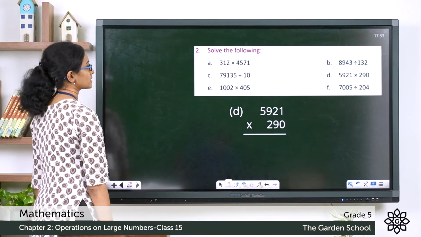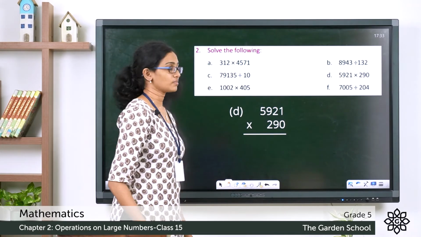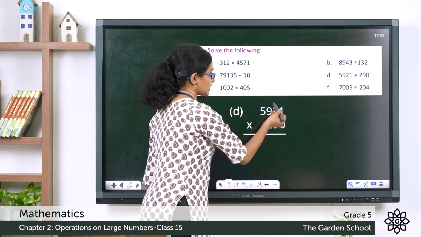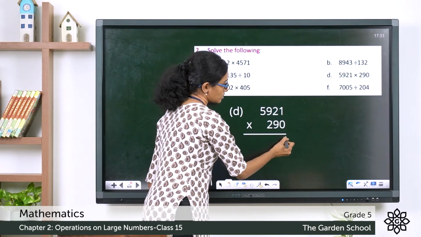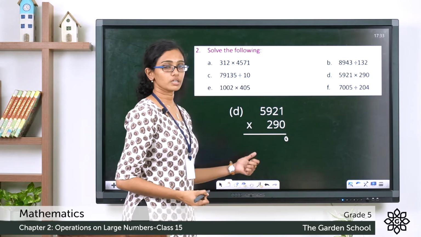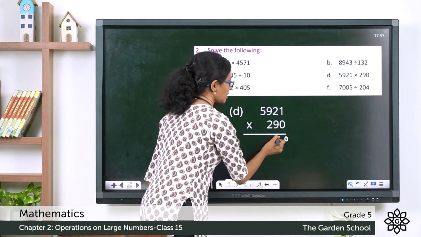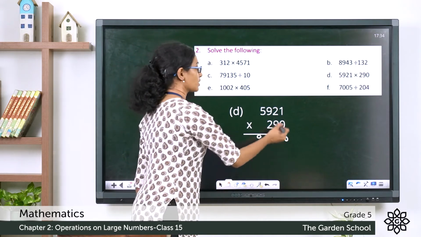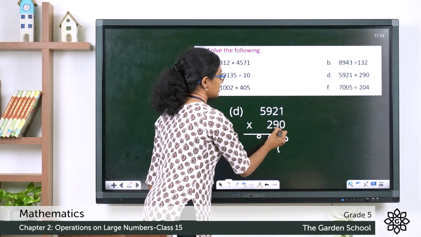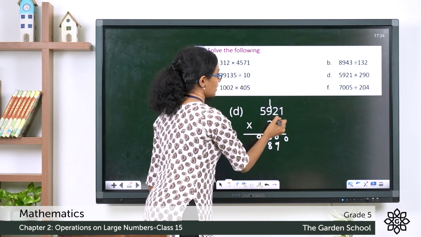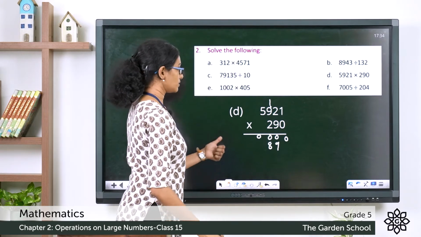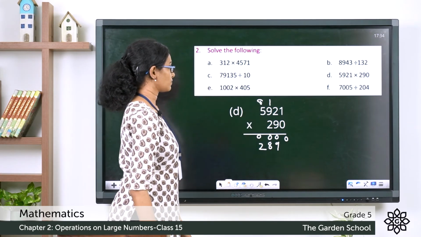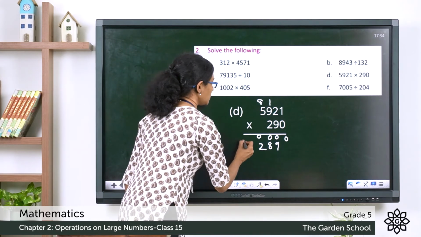Now question D. It's also a multiplication problem. A 4-digit number by 3-digit number. So let's start with the ones. So here any number into 0 equals 0. So the first product are all zeros. Now the 10th digit, 9 into 1, 9, 9 into 2, 18, carry over 1, 9 into 9, 81 plus 1, it is 82, carry over 8, 9 into 5, 45, plus 8, it is 53.